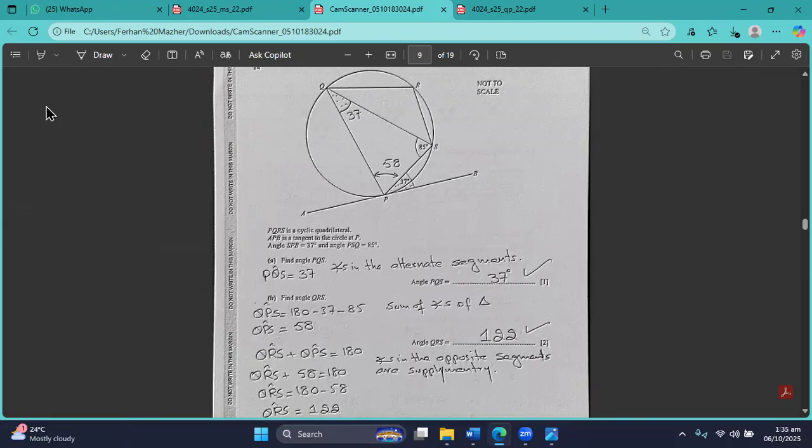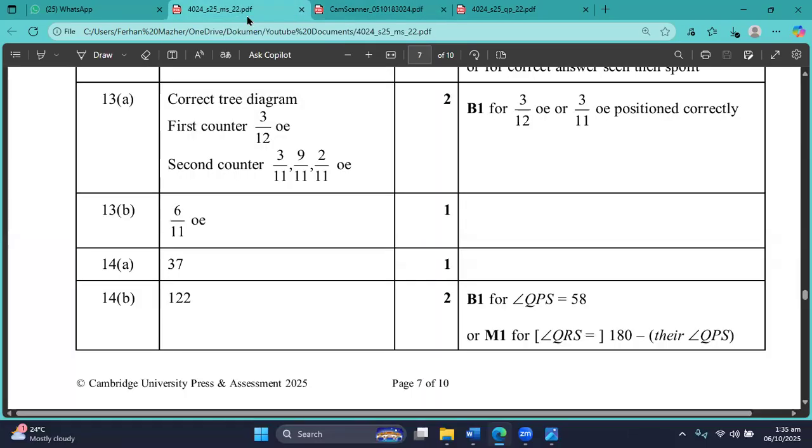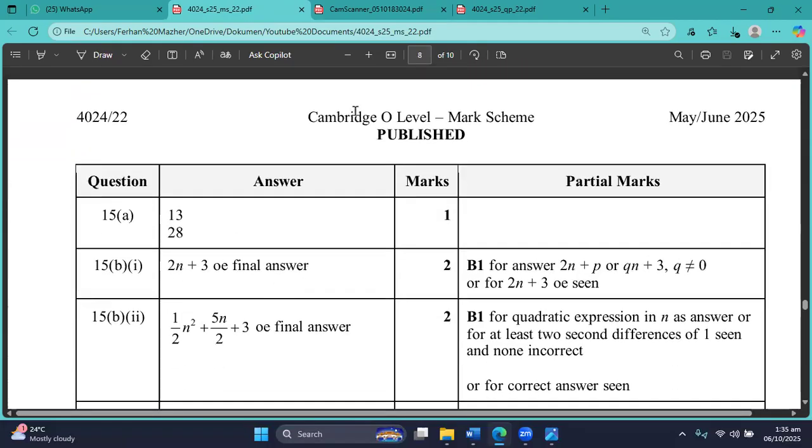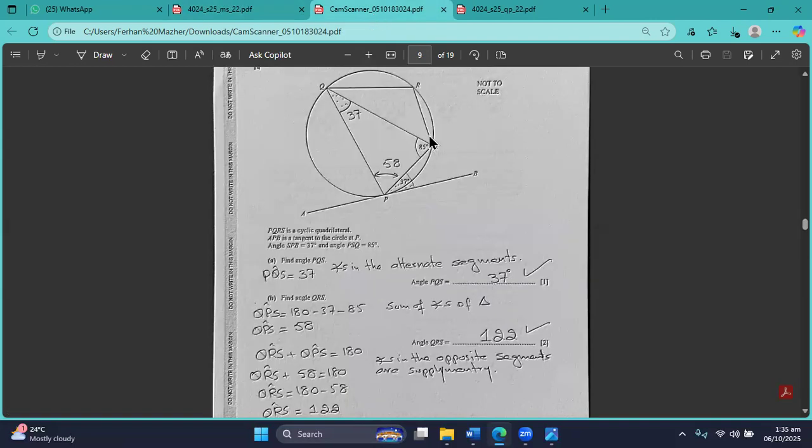Let me reduce the size so you can see the whole thing and may be able to relate it. Once I know this angle and this angle, the opposite angles in the cyclic quadrilateral, their sum is 180. Call it the angles in the opposite segment are supplementary. So let's check 137 and 122. So our answers are right, sir. This is question number 14 done. This is how we have done this.